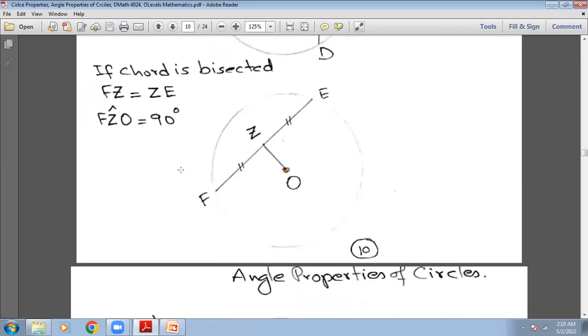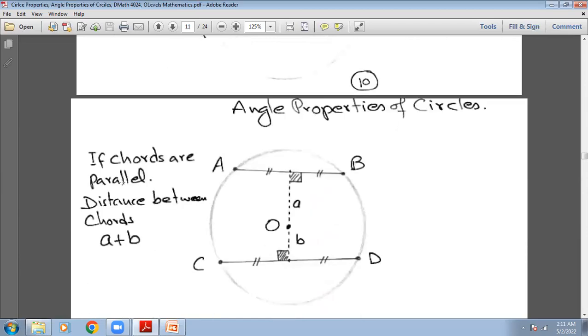Okay. So again, a third example on the same concept. For example, FE is a chord and OZ is a line segment from the center to the chord. And if this line segment bisects this chord, meaning it divides this chord into two equal parts, then the angle between the chord and that line segment will be 90 degrees. So these are the first two properties of the circle.